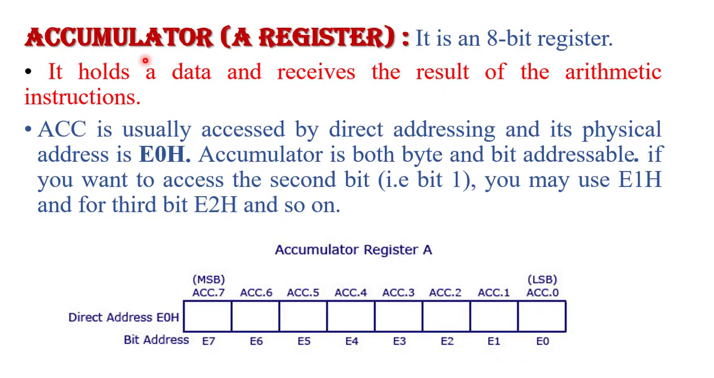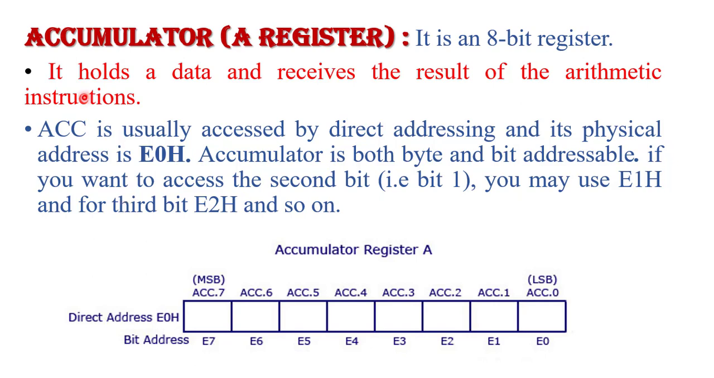Now first is the accumulator register. Accumulator is also known as the A register. It is an 8-bit register, with bit addresses from E0 to E7. The physical address of the accumulator register is E0H in the special function register area in 8051 memory. This register is both bit and byte addressable.